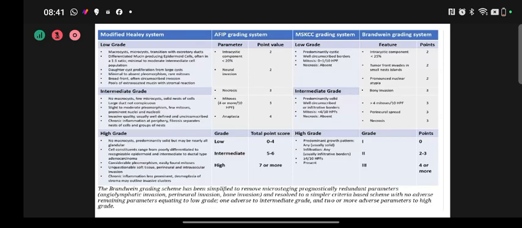So for mucoepidermoid carcinoma, there are some grading systems. There are 4 grading systems which are used: the Brandwein-Gansler grading system, the modified Healey, the AFIP grading system, and the MSKCC grading system. The AFIP grading system is most commonly cited. The parameters in the AFIP grading system include the intracystic component less than 20%, neural invasion, necrosis, mitosis, and anaplasia, on the basis of which it's graded into low, intermediate, and high.